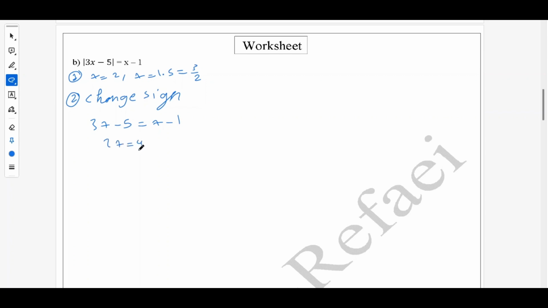2x equals 4, x equals 2. 3x minus 5 equals negative (x minus 1). Always inside the modulus sign, positive or negative x minus 1. So 3x minus 5 equals negative x plus 1. 4x equals 6, x equals 6 over 4. Simplify it, it will be 3 over 2.